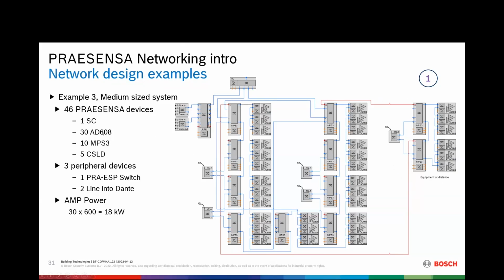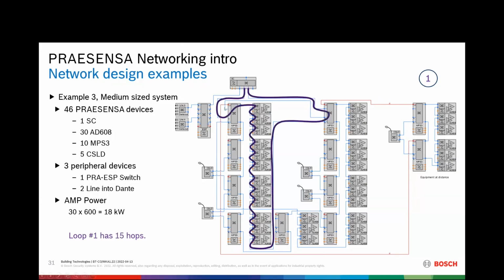Yeah, one system controller, 30 amplifiers, 10 MPSs, 5 call stations. What you can see here, and that's what I want to show you in the next diagram, is that we do not just loop through everything. You don't say, I first loop these, I go from the MPS to here, and then go to the next MPS, and again to here, and create one large loop, because then you will exceed that maximum hop count of 22. That would not be a valid design.